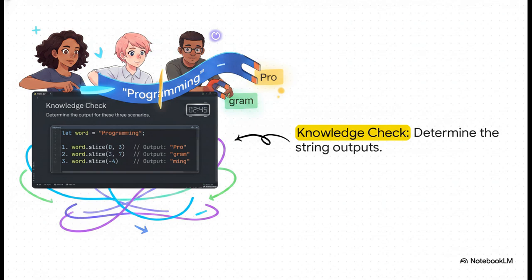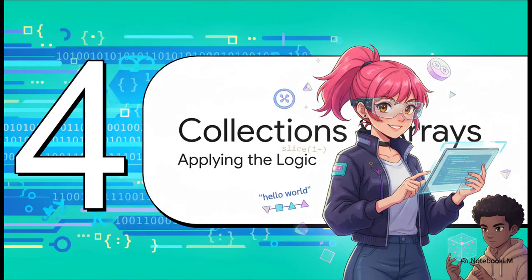All right, you got it? Slicing 0 to 3 gives us pro. Slicing 3 to 7 extracts gram, and slicing -4 to the end beautifully captures ming. How'd you do? Let's roll right into section 4, collections and arrays, applying the logic.